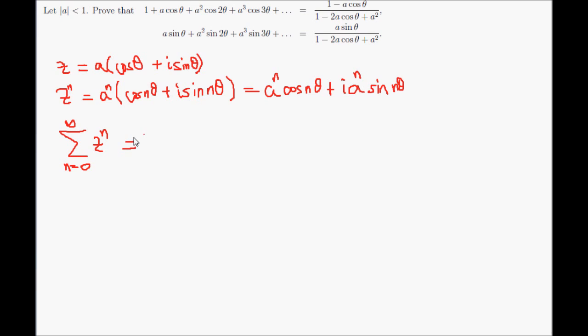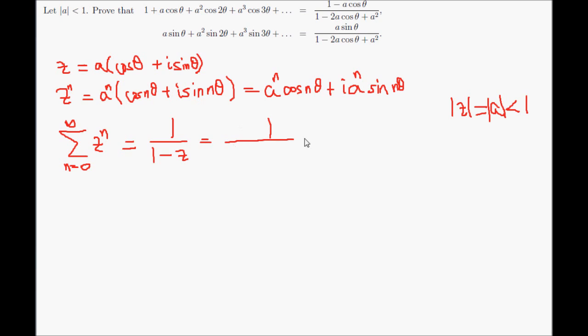Well, the modulus of z is equal to a, and that is less than 1, or I should say the absolute value of a, because a itself could be negative. Since the absolute value of z is equal to the absolute value of a, which is less than 1, we know that the series converges. And so by the formula for a geometric series, this is equal to 1 over 1 minus z. The first term over 1 minus the common ratio. Okay, now let's figure out the real and imaginary parts of this.